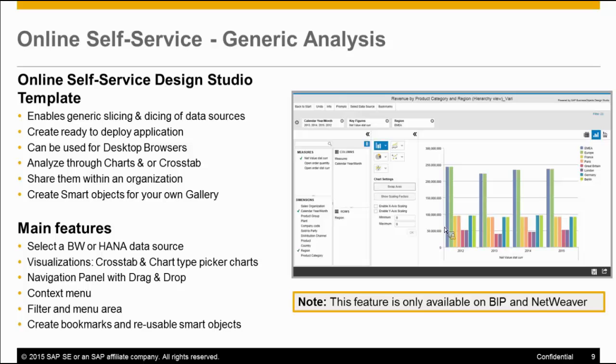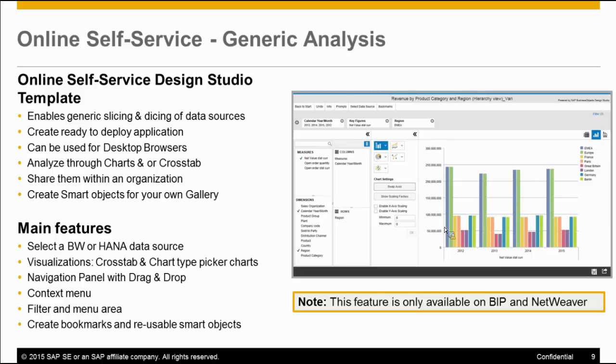And as the name suggests, it's a generic slicing and dicing. You do not assign your data source at design time, but rather when you run your application, you will have an opportunity to select your data source. It can be your BW system or HANA box. And this generic analysis template can only be used in BIP mode and NetWeaver mode. As you all know, in Design Studio, we have different modes to use.